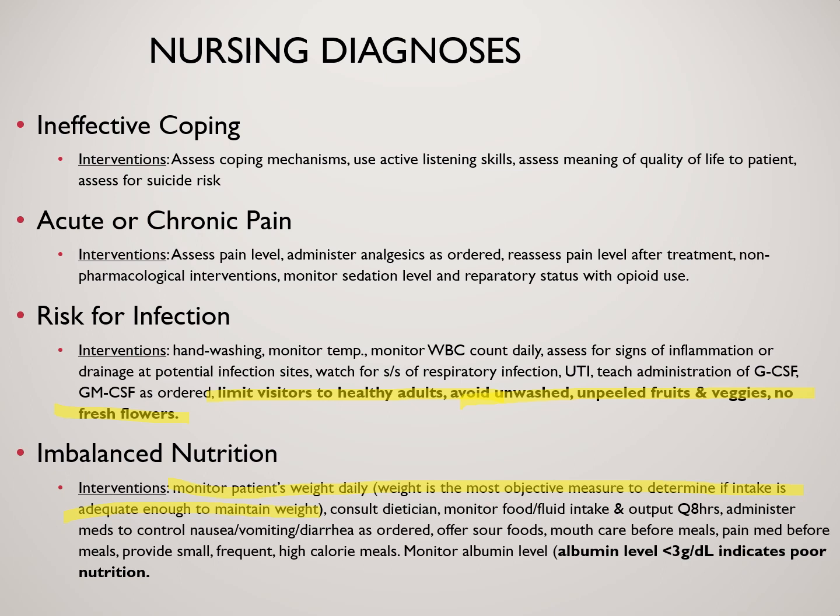And a good insight into a patient's nutrition level is their albumin level. Albumin level less than 3 indicates poor nutrition, and I do want you to remember that lab value for your upcoming exam. So albumin's a type of protein. So it really gives good insight whether the patient is malnourished. So if it's less than 3 grams per deciliter, it indicates poor nutrition.